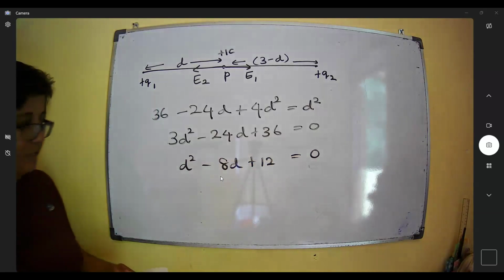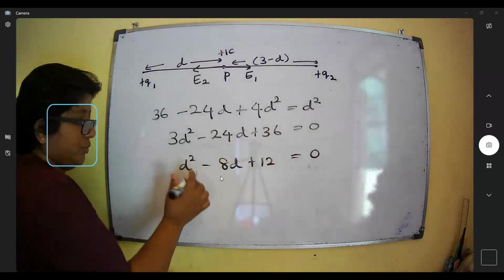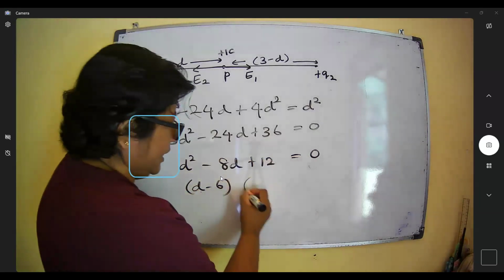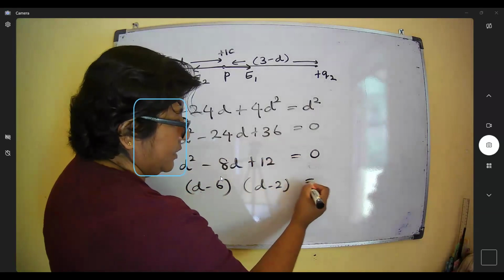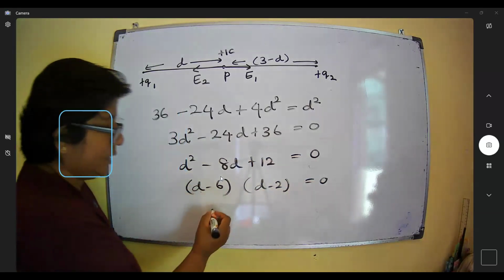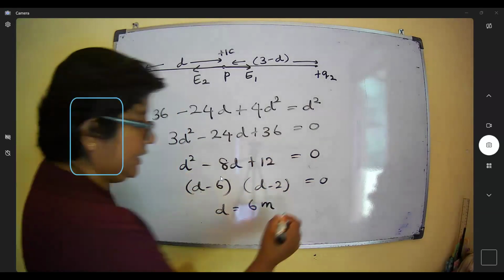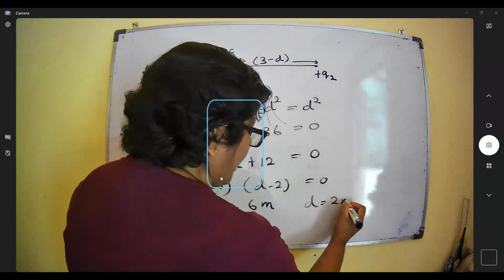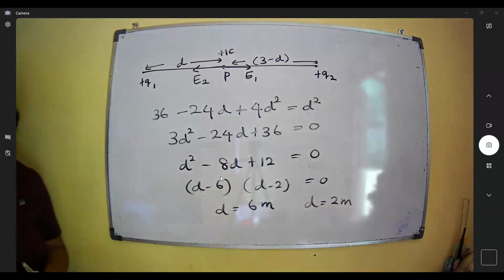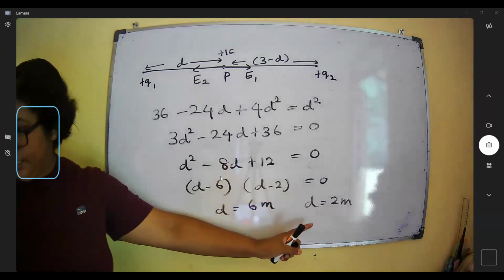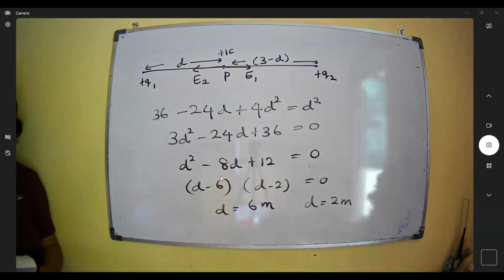Right? Then we can take the factors of 12: one is D minus 6, other one is D minus 2 equals 0. Then D can take two values. D is equal 6 meter and D is equal 2 meters. All are positive values, right? But we have to take only one value. Then we have to discuss what are the possibilities between 6 meter or 2 meter, right?